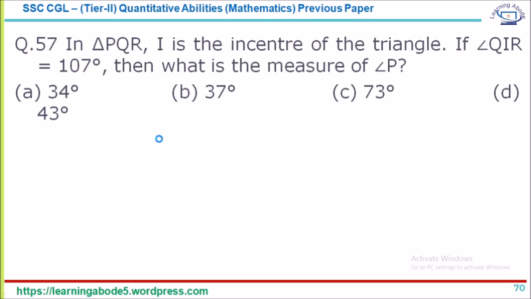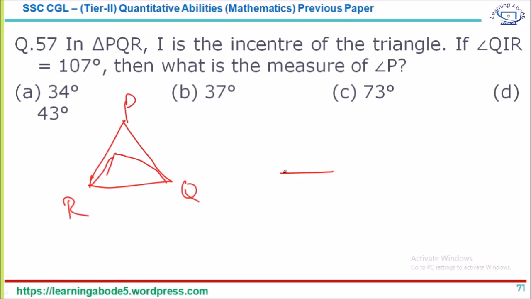Now, we can draw it like this. You have P, Q and R. Okay, so you have the incenter, that's the meeting point of the angle bisectors. So that's I, P, R and Q. And this angle is given as 107.